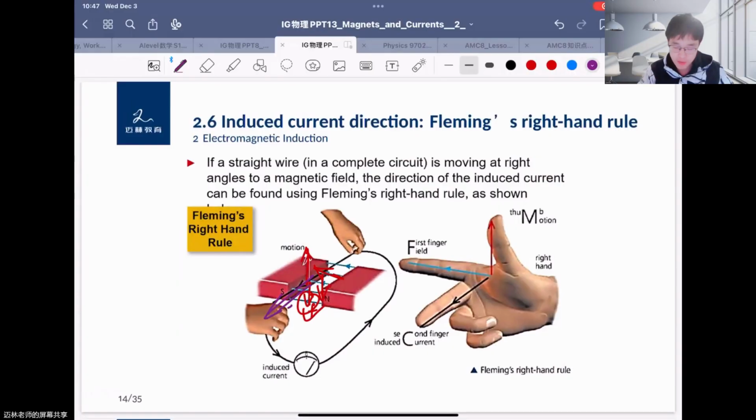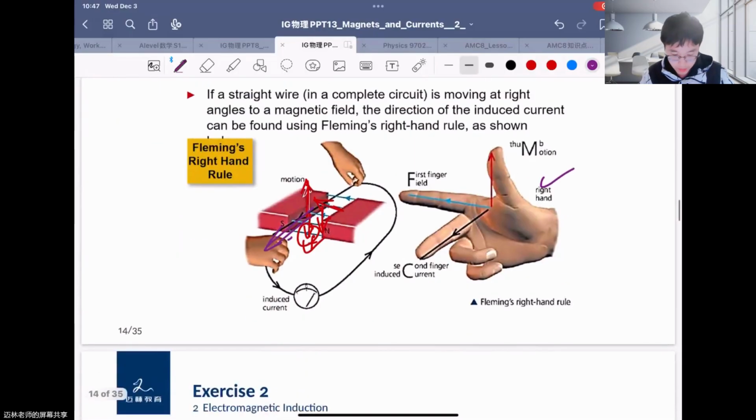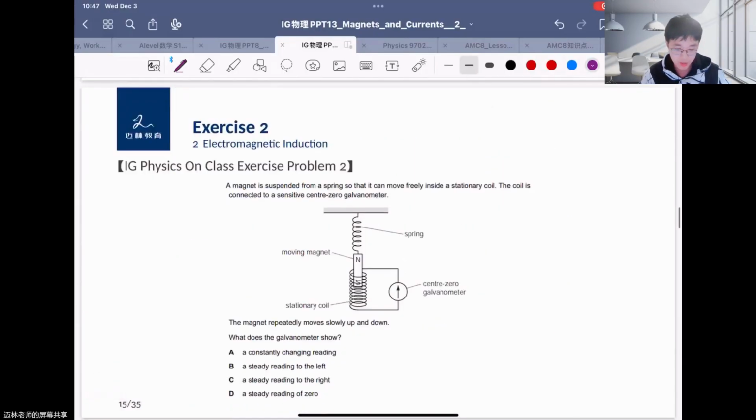If you're very familiar with Fleming's right-hand rule, you can just raise up your right hand and use your three fingers. Your thumb means the motion, your first finger means the magnetic field, and your second finger means the current. So it's like an inverse of the left-hand rule. Which one you choose just depends on which you are familiar with. Okay, so here is an exercise. Please try it.